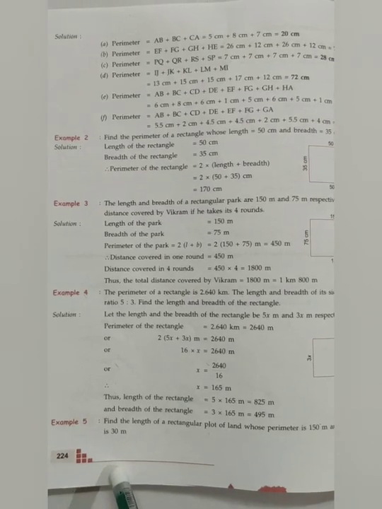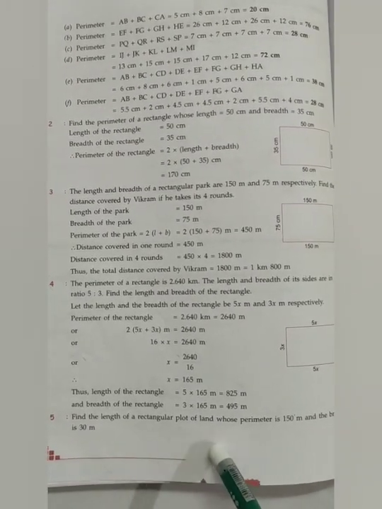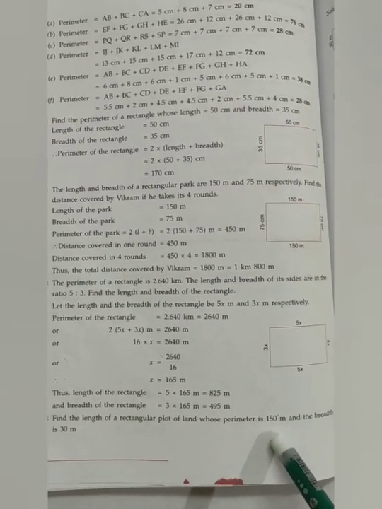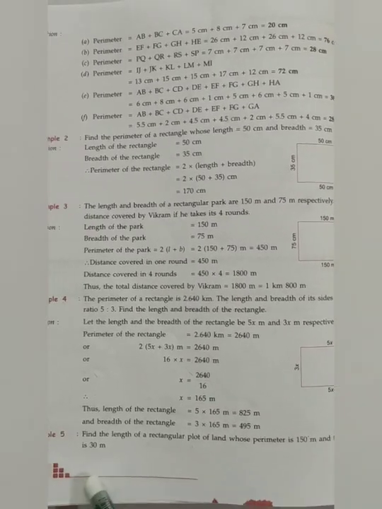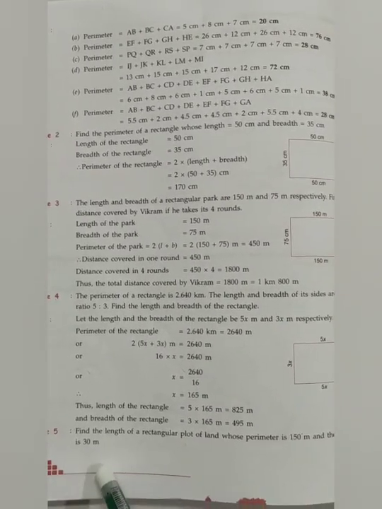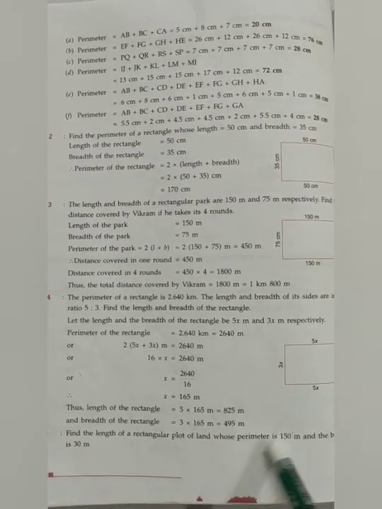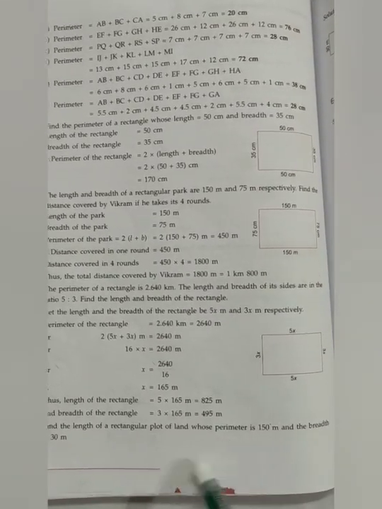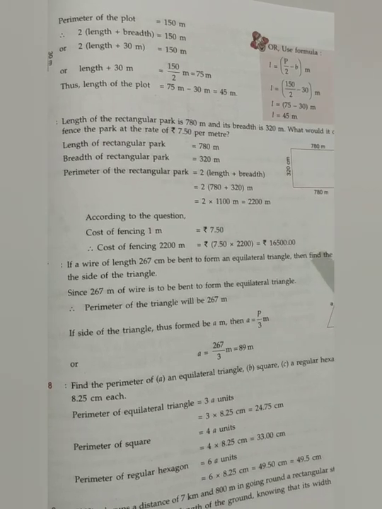Example 5. Find the length of a rectangular plot whose perimeter is 150 meter and the breadth is 30 meter. Okay. So here we have to find out the length. Perimeter is given and breadth is given. Here we see the solution, children.